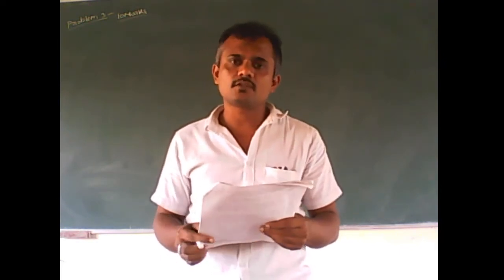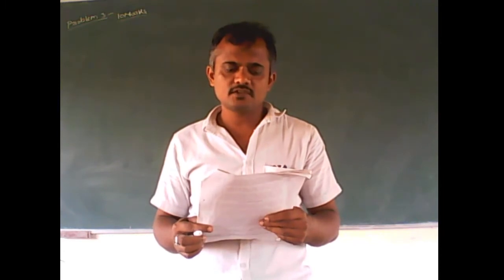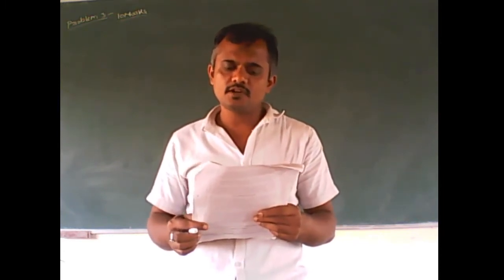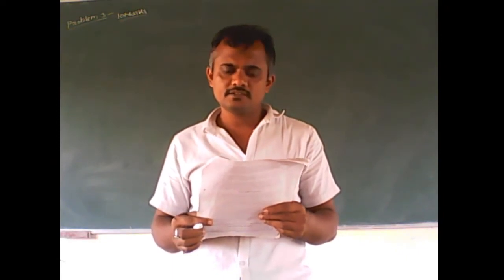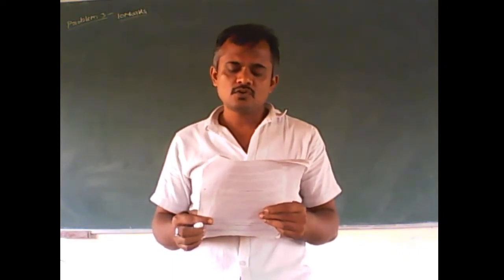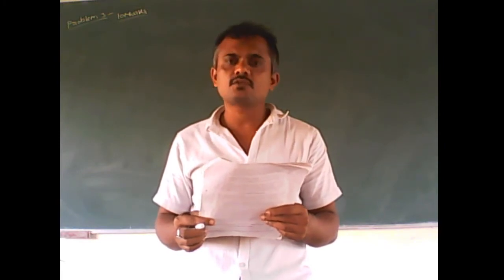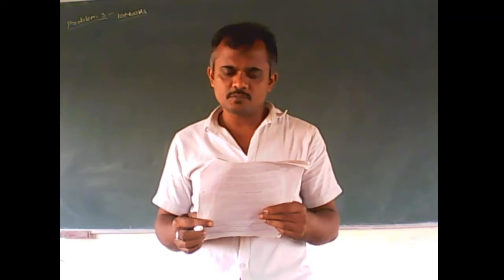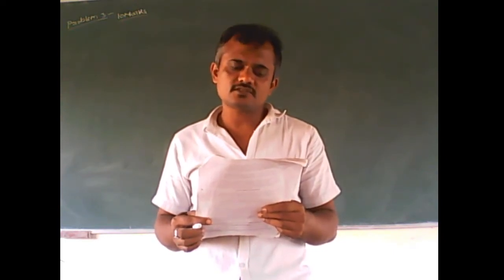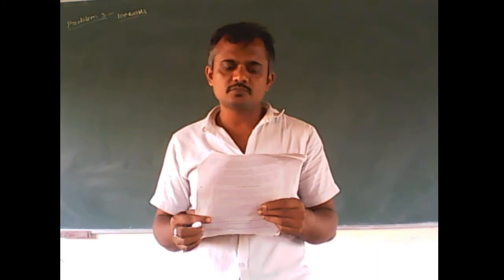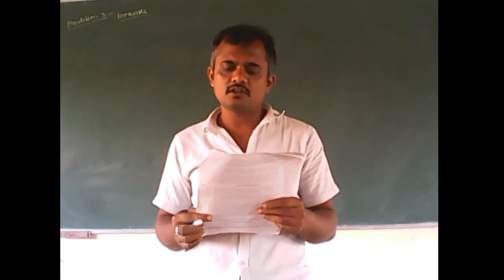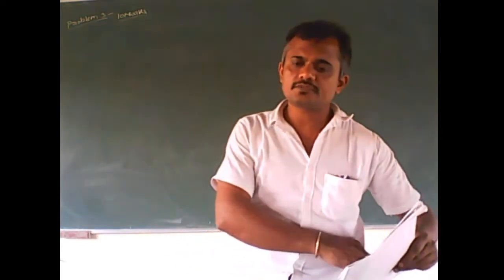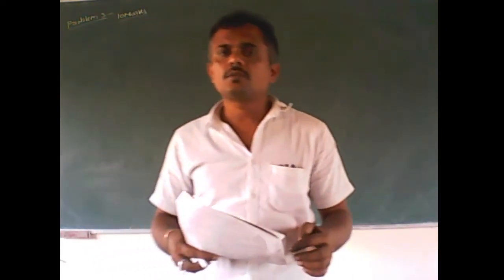So let me read out the problem. A mass of 2.25 kg of nitrogen occupying 1.5 meter cube is heated from 25 degrees Celsius to 200 degrees Celsius at a constant volume. Calculate the initial and final pressures of the gas. Take universal gas constant as 8314 joules per kg mole Kelvin. The molecular mass of nitrogen is 28. Okay, molecular mass of nitrogen is taken as 28.